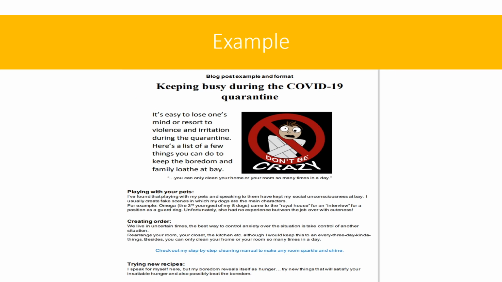So let's have a look at this example. You can see that we've got the heading, we have our opening, and we've got our picture. If you look carefully underneath the picture, we also have that quote from the contents. Then we start with our contents over here. You have the playing with the plates, explaining that, creating order, explaining that. And then over here we have this hyperlink. For this example, it's used: "Check out my step-by-step cleaning manual to make any room sparkle and shine." And then you continue with your contents.